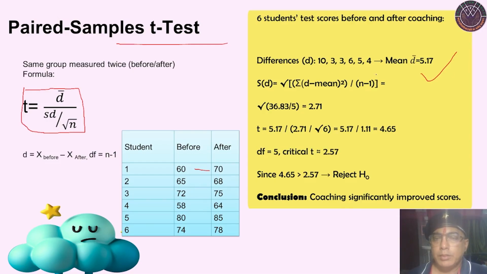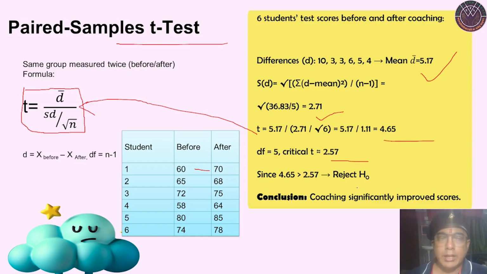The mean is this one, and for the standard deviation you have to take all the differences and then calculate the standard deviation by using the standard deviation formula. So you have got the standard deviation equal to 2.71. Now if you put this in this formula, you get the t value as 4.65. The df here is n minus 1, so 6 minus 1 is 5, the table value is 2.57, which is less than the calculated value, so you have to reject the null hypothesis.